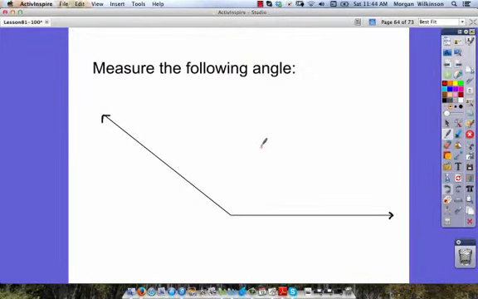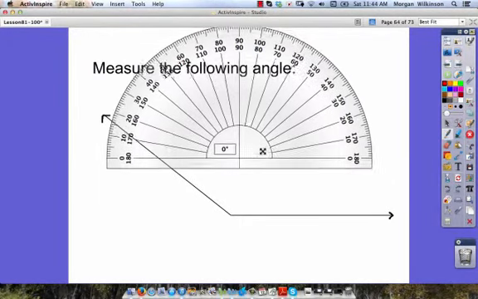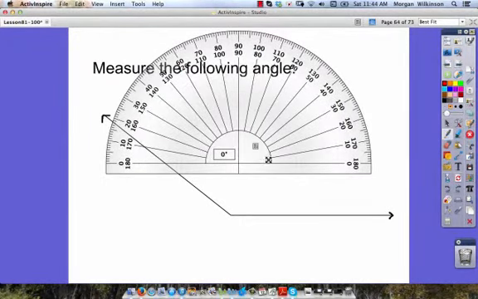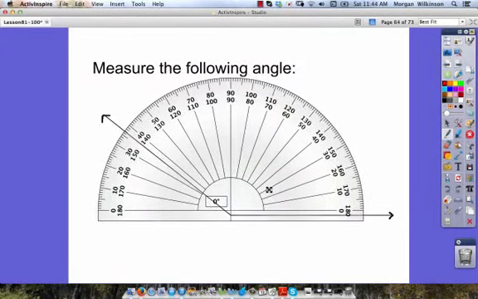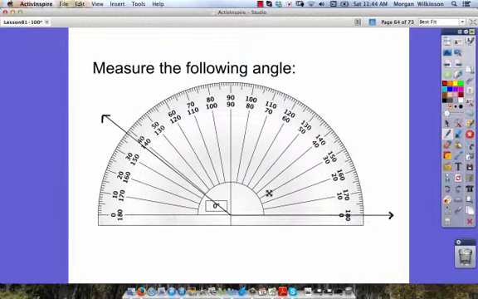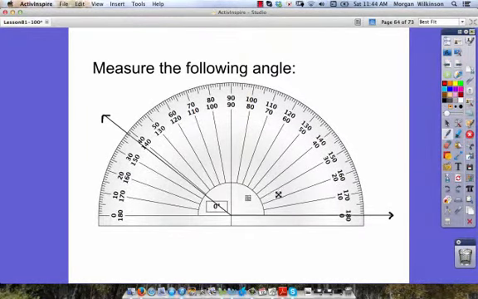Now we have to measure the following angle. And in order to measure an angle, we need to use a protractor. Here's our protractor. And to use a protractor, what we do is we line the center of the protractor, lots of protractors have a hole right there, with the vertex of our angle. That looks good. Now we've got to make sure that our horizontal line is pointing to 0 and 180 degrees.